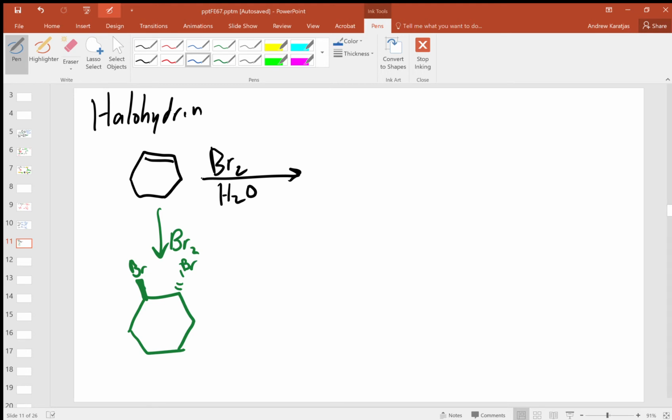But when we also include water, the addition is still anti, but one of the carbons ends up with a hydroxyl group instead of the bromine. So perhaps not surprisingly, the mechanism of this reaction does share some of the properties with the halogenation mechanism.